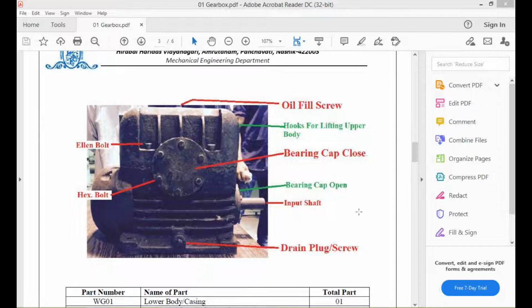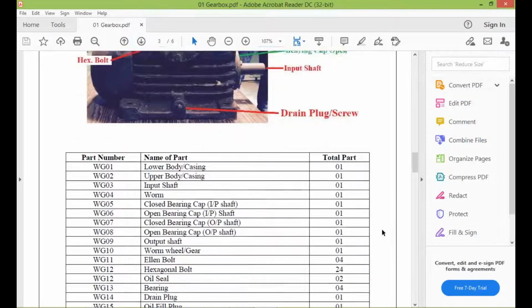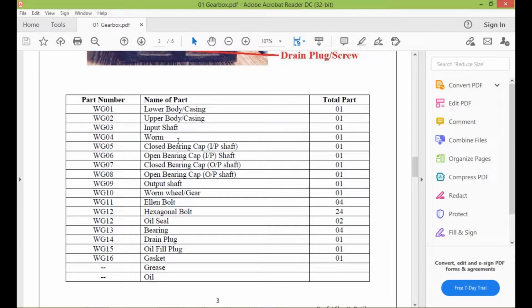Okay, and then I'm coming to the next. What are the different parts present here? This is the bill of materials, or you can say the part list. So these are the part numbers. WG stands for worm gear, and 01 is a part number. So it is the lower body of the casing, one part. WG2 is the upper body of the casing, one part. Input shaft, worm shaft, right? Then the closed bearing, open bearing, closed bearing cap, open bearing cap are present for the input and the output shaft.